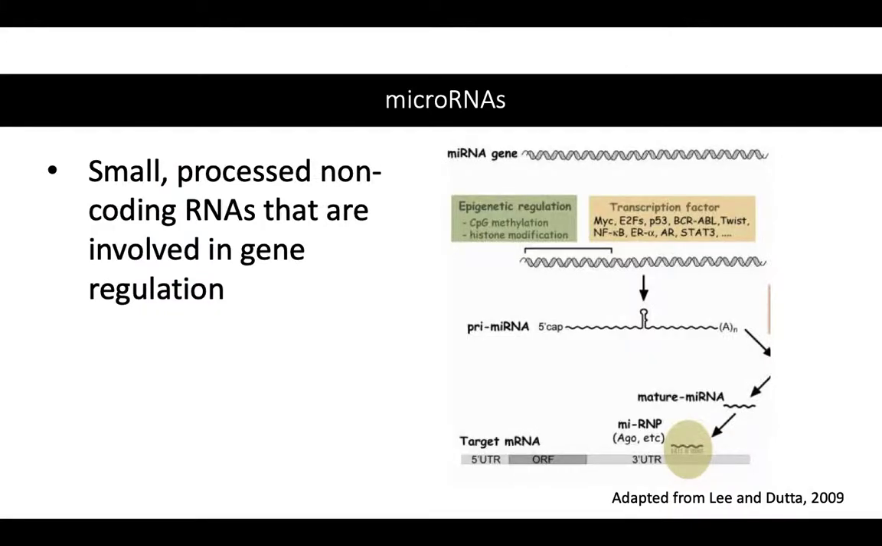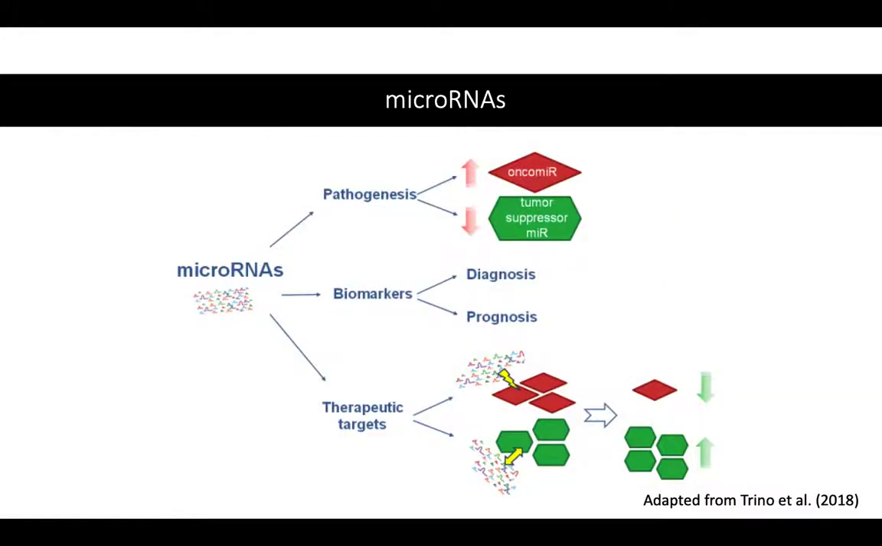My project aimed to predict cancer type from microRNA expression data. MicroRNAs are small, processed, non-coding RNAs that are involved in gene regulation, or turning a gene on or off. Changes in microRNA expression have been shown to be associated with cancers. MicroRNAs are being investigated in cancer pathogenesis as biomarkers for cancer and as therapeutic targets.